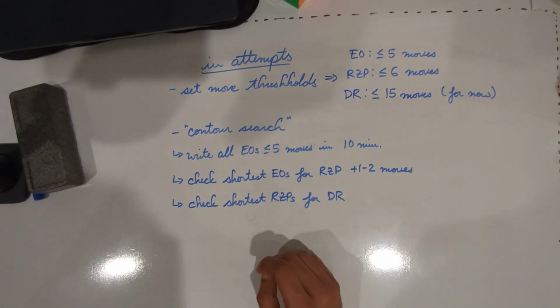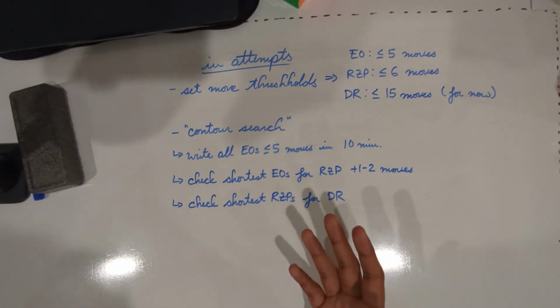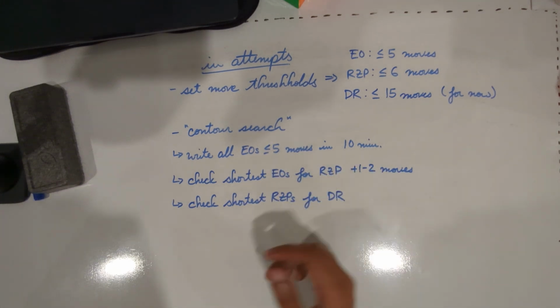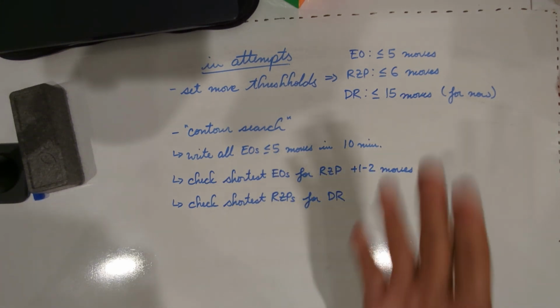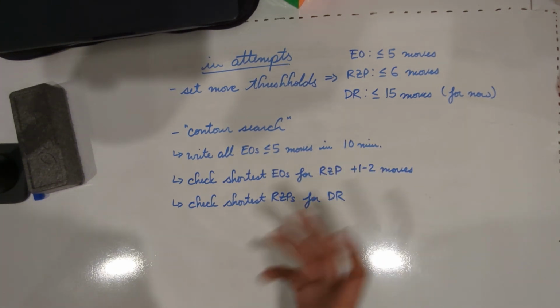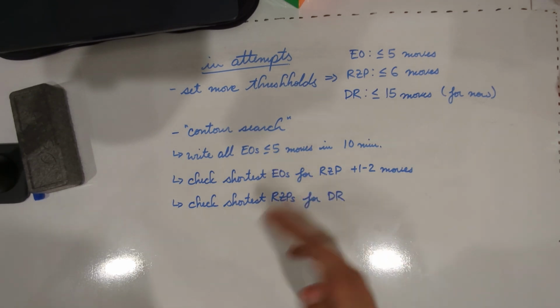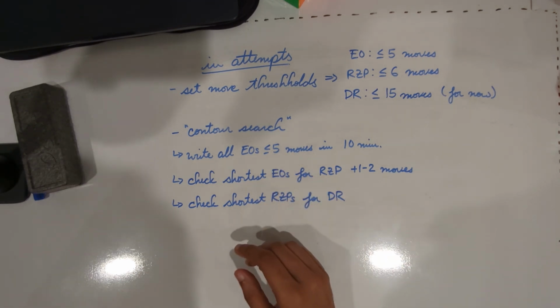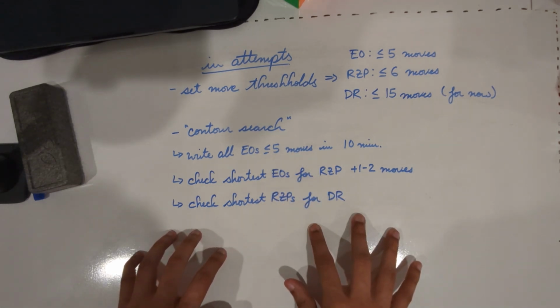Now, one way you could do this is you could naively just go down the list of EOs and check each one to see if there's a short RZP, and then check each RZP for DR. But you risk wasting time on long DRs before even getting the chance to see shorter ones. As such, I recommend the following workflow.